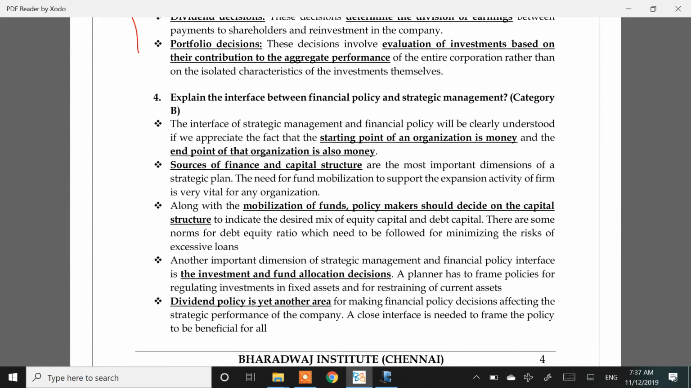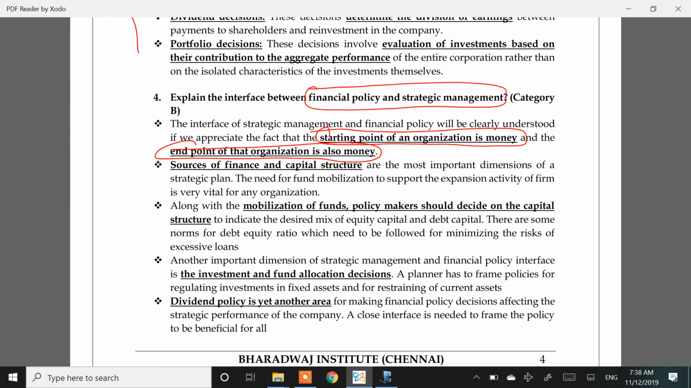Then what is the interface between a financial policy and strategic management? Now, one important point is anything which an organization does, one part of my analysis will focus on whether I have this or not. Whether there is adequate money available or not for an activity to be done. And if an activity is going to be done, what is it going to finally reflect in earnings? So I check whether I have adequate money or not. And I also check whether I will be in a position to earn the money and give it back.